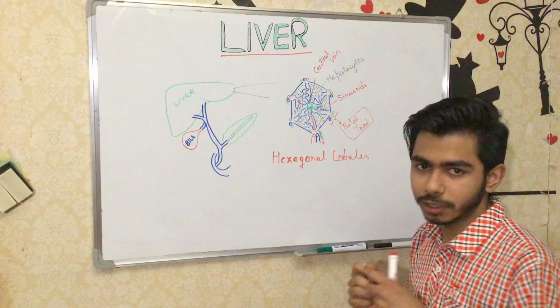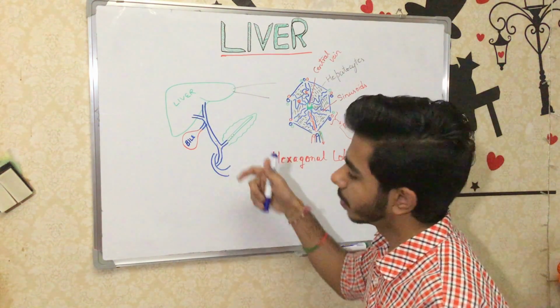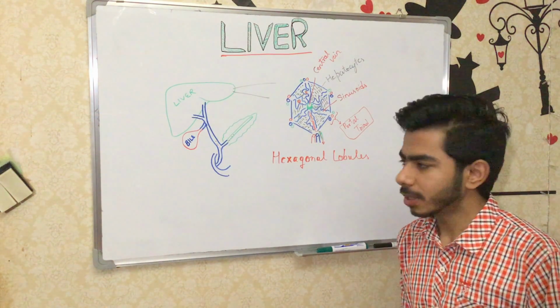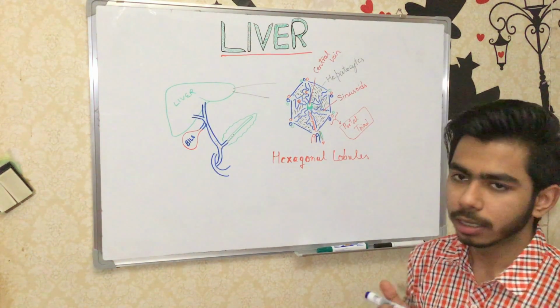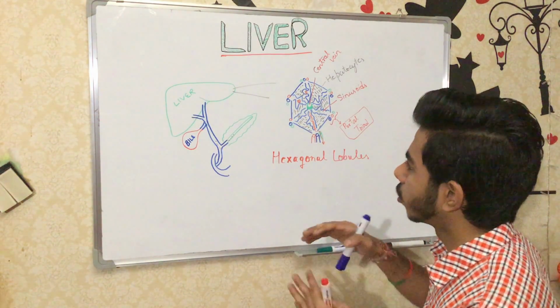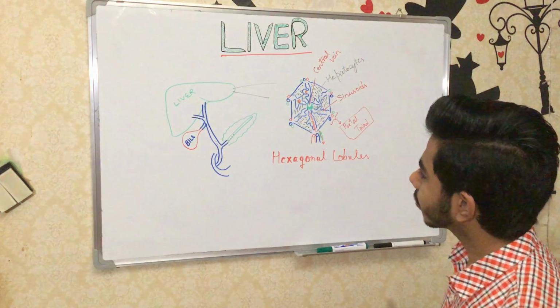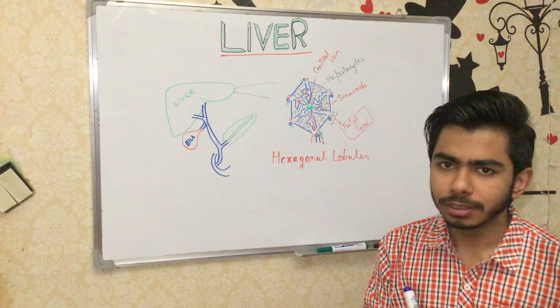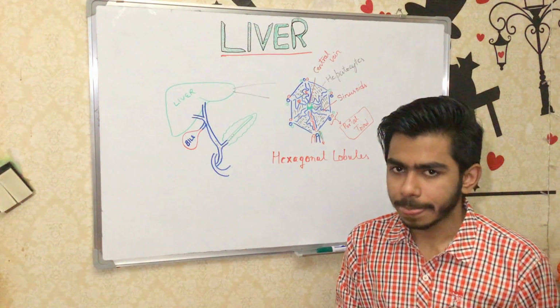So with the help of its sphincter of Oddi, it will drain the bile into the duodenum for the further digestion process and making the alkaline medium in the duodenum. So this was about the drainage of the bile. Because when we eat any kind of fatty food, we need bile to digest it.